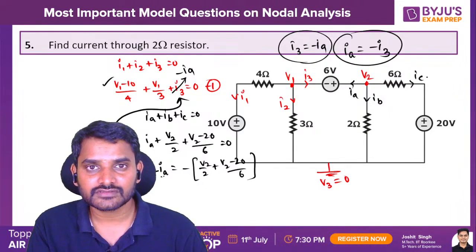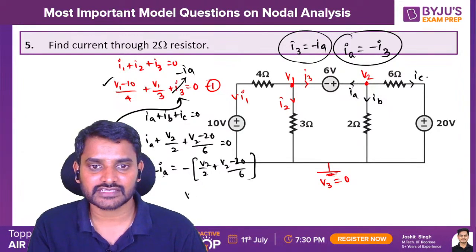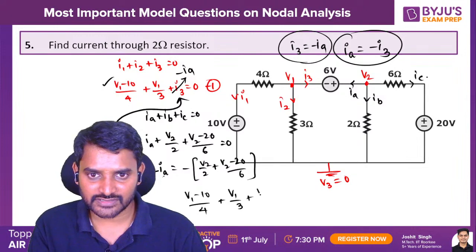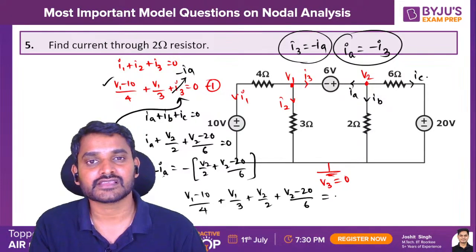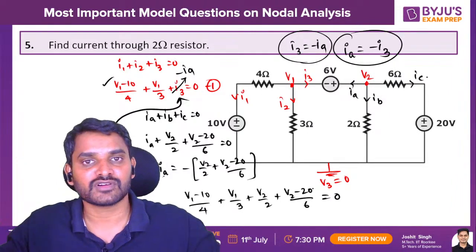I have got the IA value. So minus of IA, you will get it as V1 minus 10 by 4 plus V1 by 3. Minus of minus, it will be plus. So plus V2 by 2 plus V2 minus 20 by 6 is equal to 0. This is the combined nodal equation.